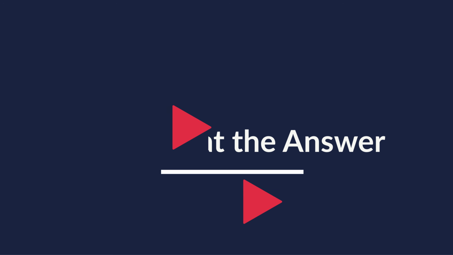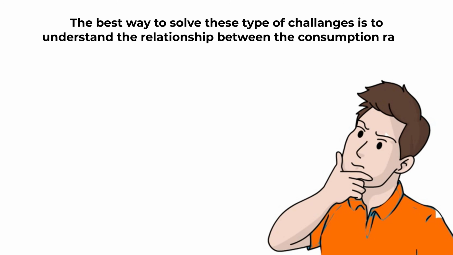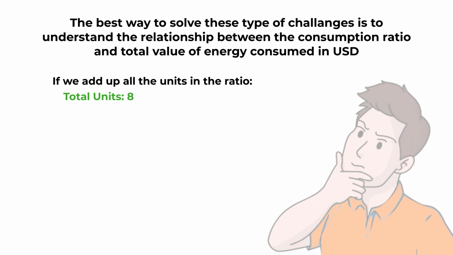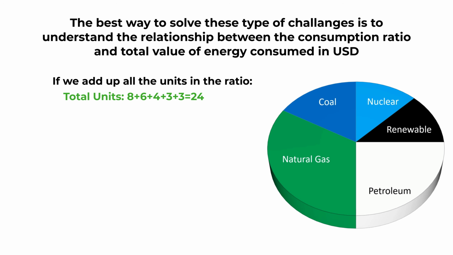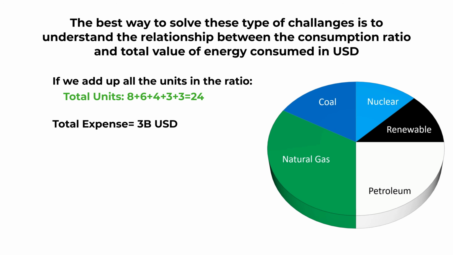The best way to solve these types of challenges is to understand the relationship between the consumption ratio and the total value of energy consumed in US dollars. If we add up all the units in the ratio, we get a sum of 24, because 8 plus 6 plus 4 plus 3 plus 3 equals 24. Our total consumption expense is $3 billion, but answers are presented in million dollars, so we need to convert $3 billion into million dollars, which is equivalent to $3,000 million.